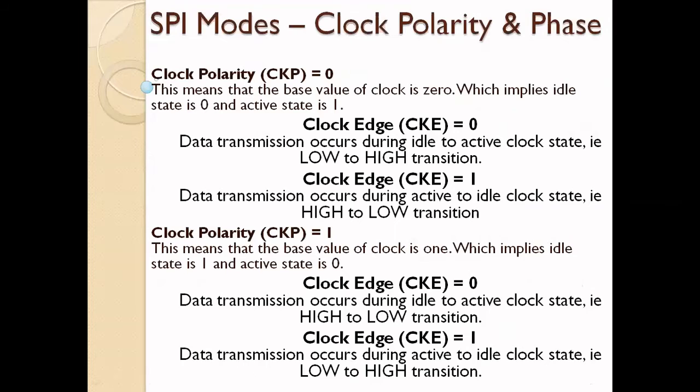Next, we are going to see about the SPI modes. There are 4 modes available: mode 0, mode 1, mode 2, and mode 3. In these 4 modes, I am going to explain what is meant by clock polarity and the other one, clock phase.